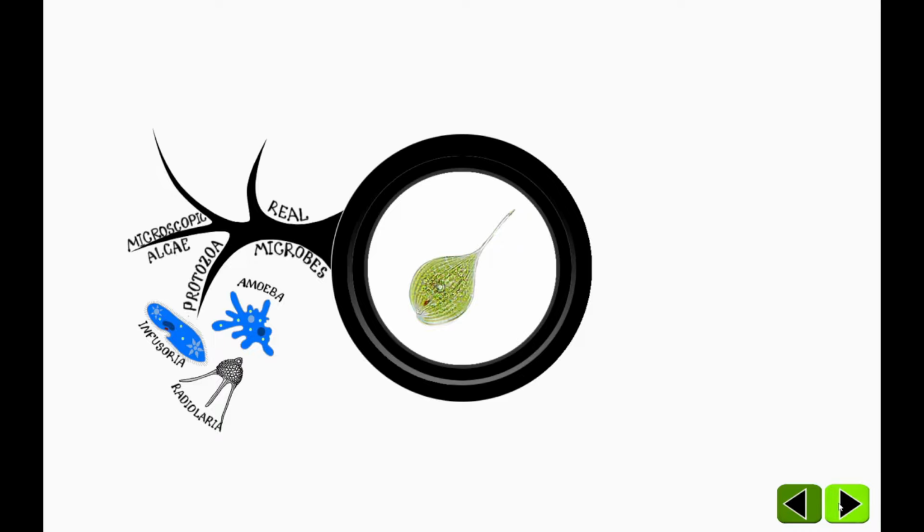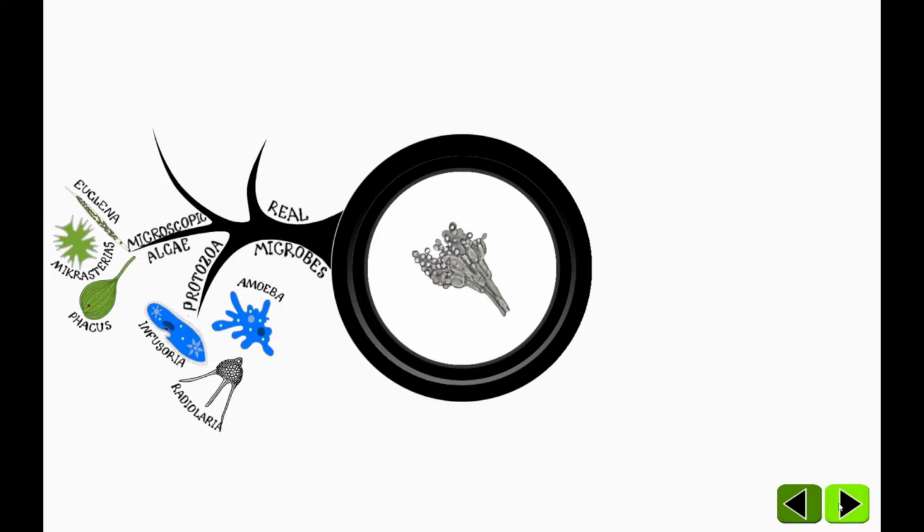Microscopic algae are eukaryotes capable of photosynthesis. They contain chlorophyll or other photosynthetic pigments that give them green, yellow, red, or brown colors.